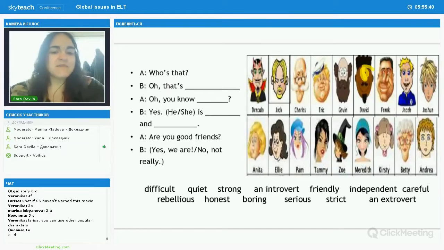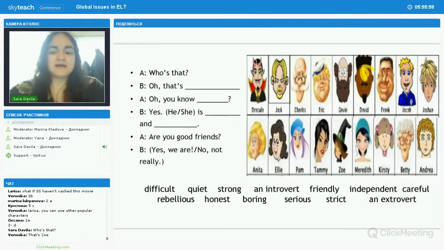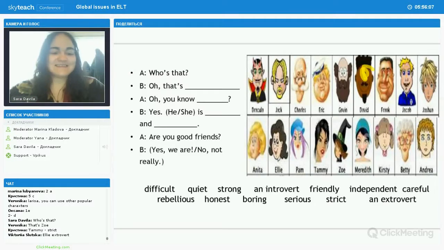So I'll ask you in the chat box, can you pick someone at random and describe their characteristics of personality? I'll start it off. Who's that? Just pick someone and let's describe who they are. That's Zoe. All right. Do you know Zoe? Tammy is strict. That's good to know. Ellie is an extrovert. I like it. What about Zoe? See if we can look at Pam is rebellious.